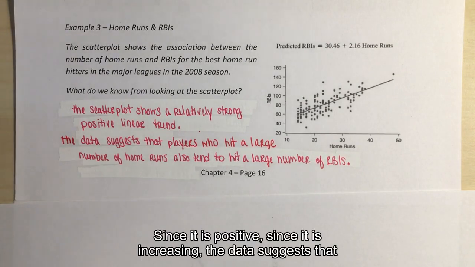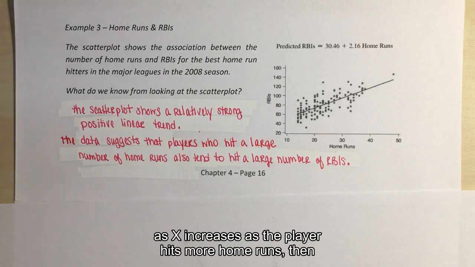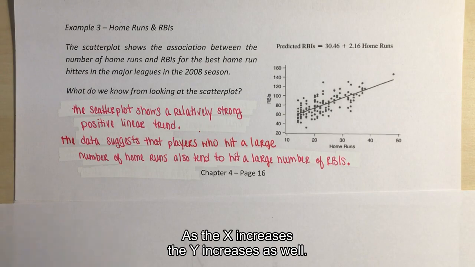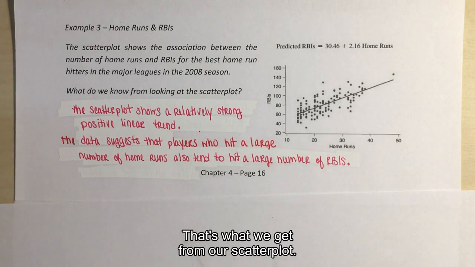Since it is positive, since it is increasing, the data suggests that the players who hit a large number of home runs, right, so as X increases, as a player hits more home runs, then they also tend to hit a large number of RBIs. Right? So as the X increases, the Y increases as well. So that's what we get from our scatter plot.